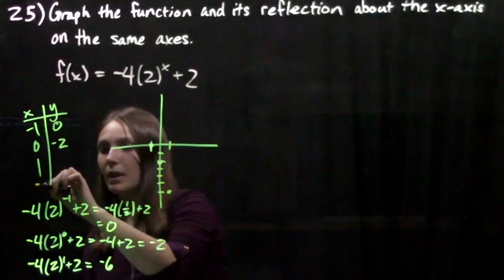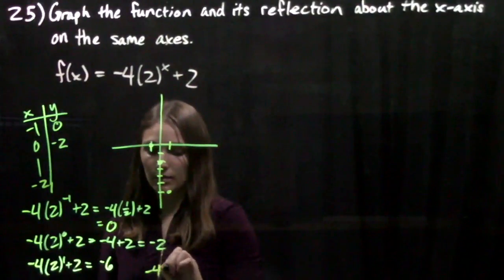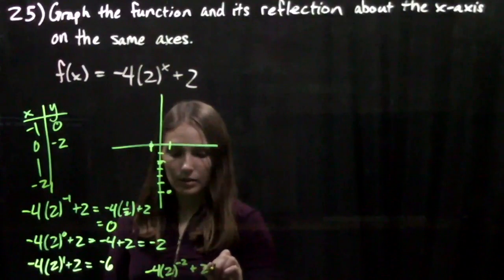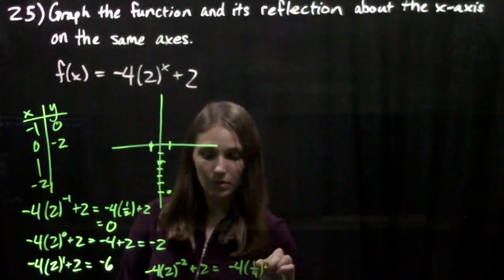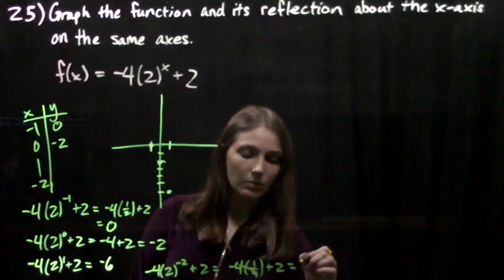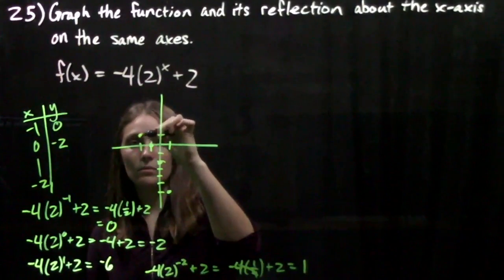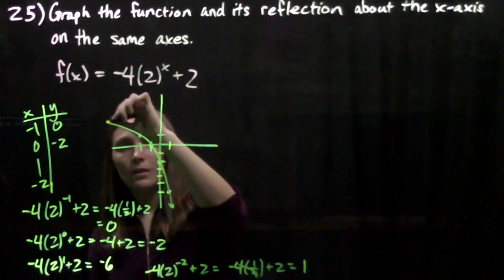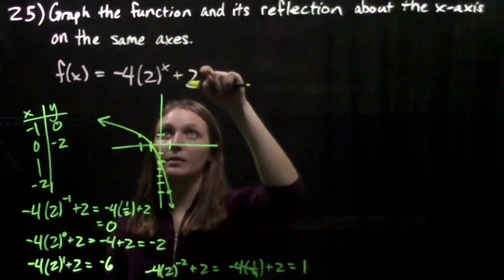And just for yucks, we'll go ahead and graph a -2 as well. So we'll get -4 times 2 to the -2 plus 2. So we'll get -4 times a fourth plus 2. And that's going to give us a -1 plus 2, or 1. So at -2, we're at 1. So here is our graph of -4 times 2 to the x plus 2.